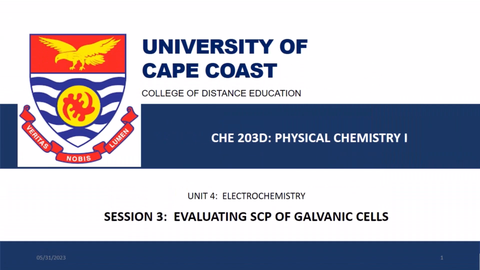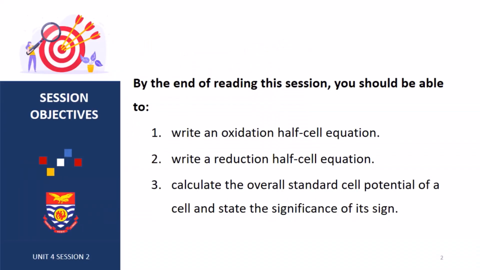Welcome to session 3 of Unit 4. In this session, we'll be evaluating the standard cell potential of galvanic cells. By the end of the session, you should be able to write an oxidation half cell equation, write a reduction half cell equation, and calculate the overall standard cell potential of a cell and state the significance of its sign.